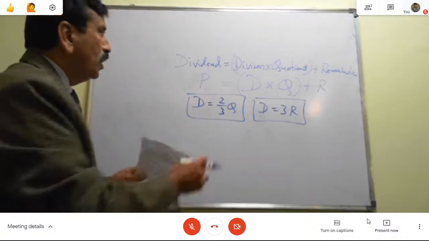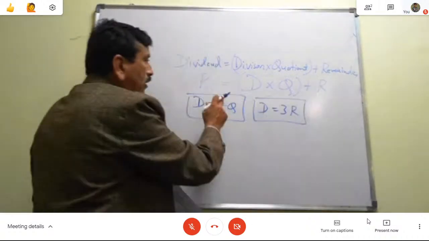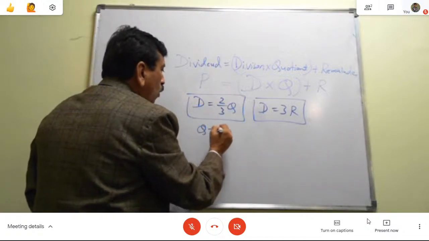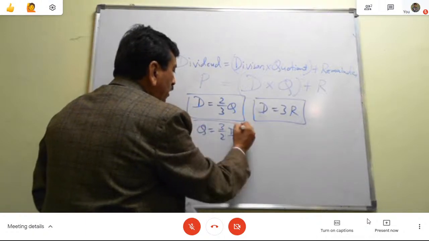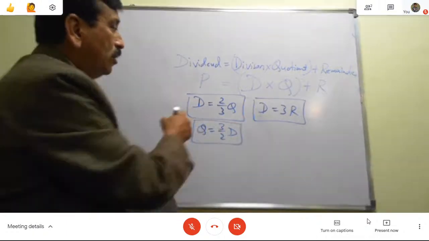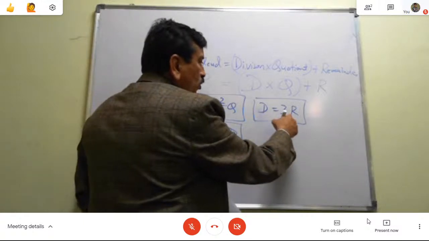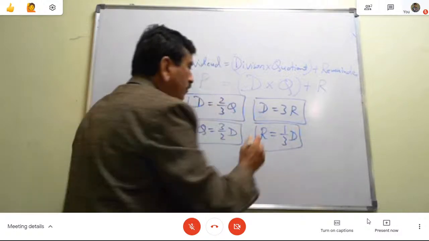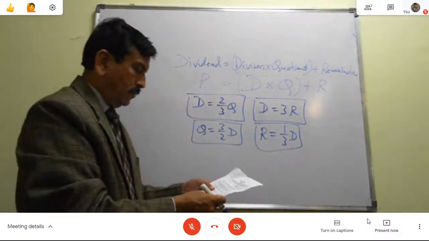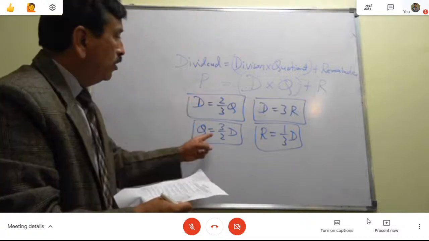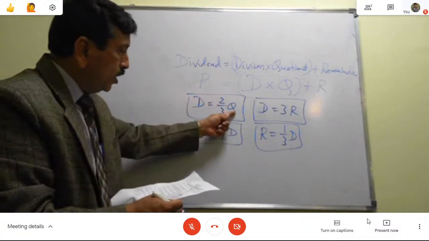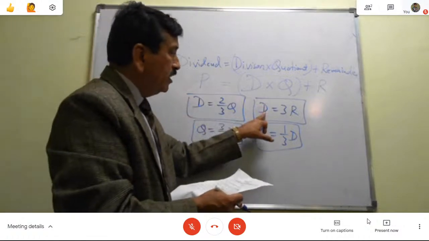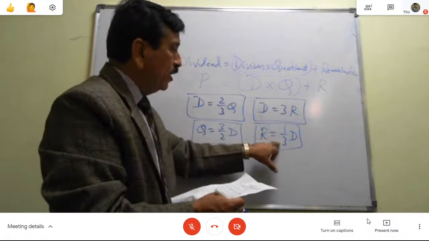Now how to go about? Divisor is 2/3 of quotient, so quotient is equal to 3/2 of divisor. Divisor is equal to 3 times remainder, so remainder is 1/3 of divisor. Okay, have you understood this? Divisor is 2/3 of quotient, so quotient will be equal to 3/2 of divisor. Divisor is 3 times remainder, so remainder is 1/3 of divisor.